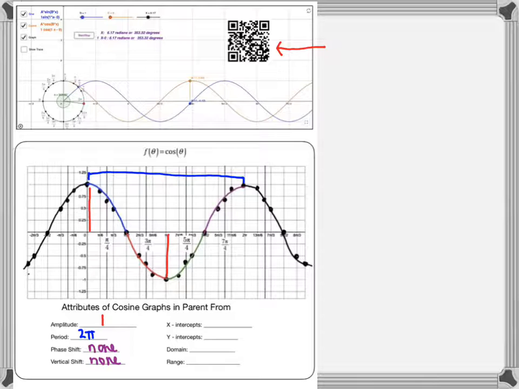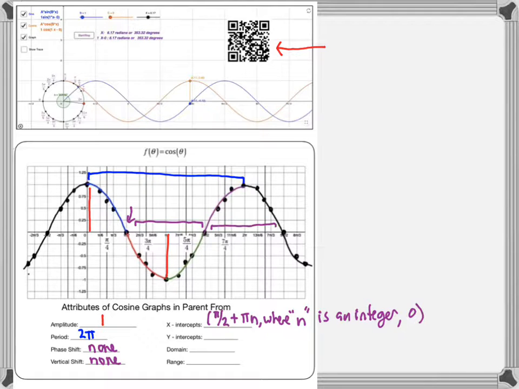So we'll see. The x-intercepts are going to be, in this case, where we start off with the first positive one, which is pi over 2, plus the distance in between each one, which is pi n, where n is an integer, comma 0. And that will give us all of the x-intercepts from there on out. Okay, so we have pi right here and pi right here, etc., etc.